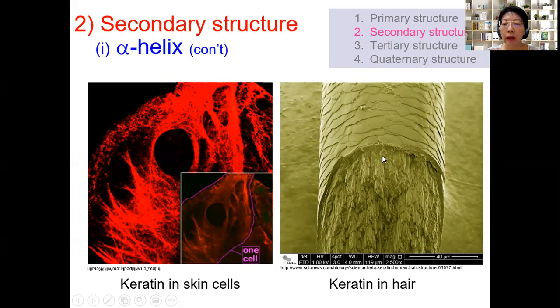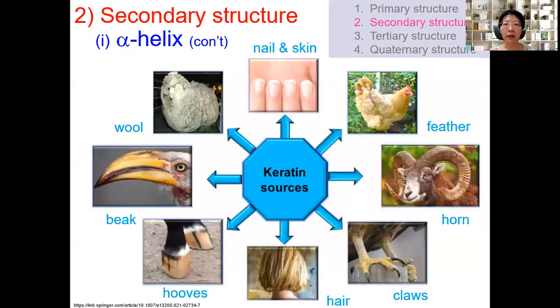Now, we also contain keratin in our hair. Can you see the fibrous rod-shaped keratin in our hair? It also provides structural support, so it forms a structure on our body. Now, these are other alpha helices in the form of keratin, which also provide structural support to other animals.